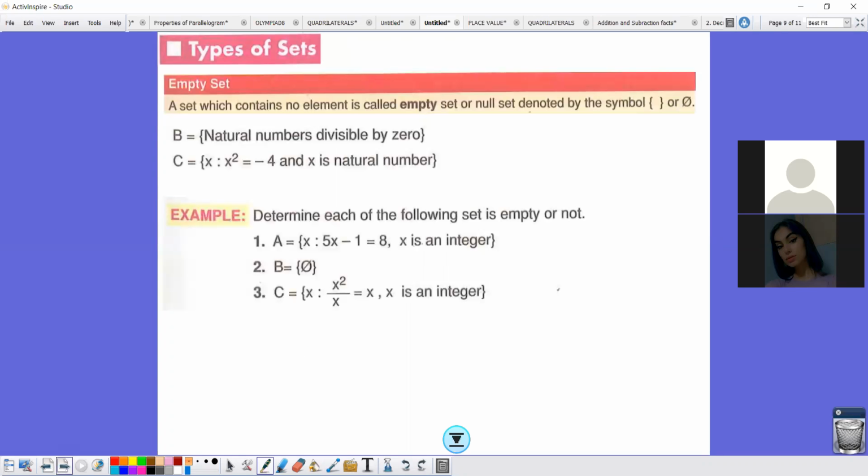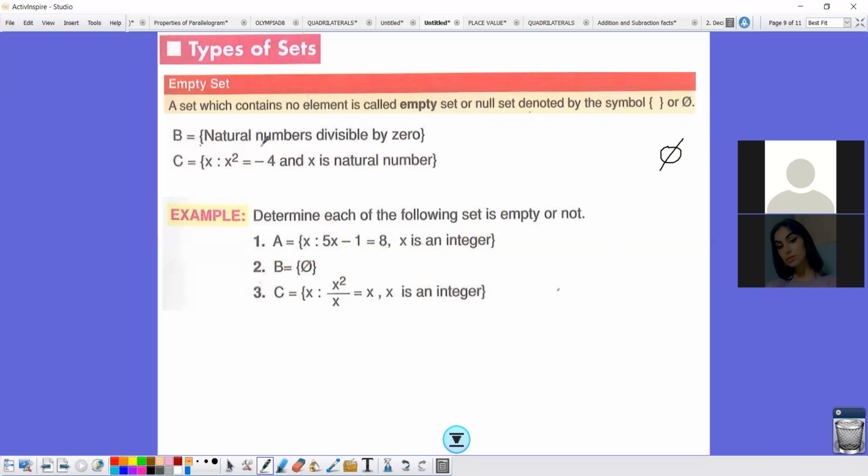Now here we have types of sets. The first type of set is the empty set. And you can see that from the name, empty. There is no element. So a set which contains no element is called an empty set or null set. You can show the empty set with the brackets only, without anything inside, or with this symbol, like an O with a line on it. Mostly I will use this one for the empty set.